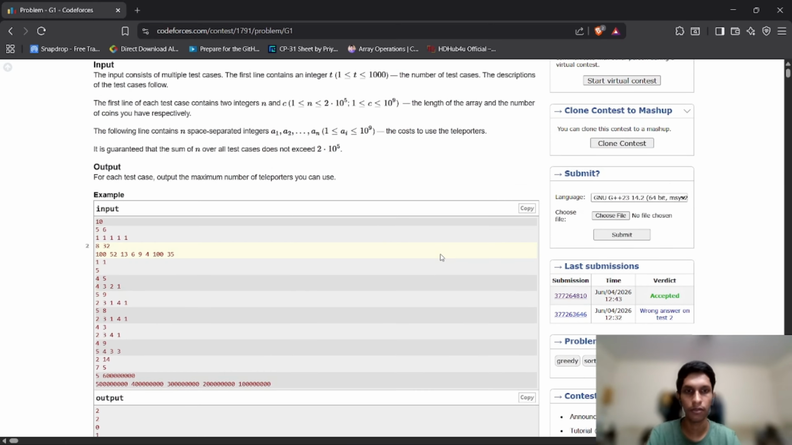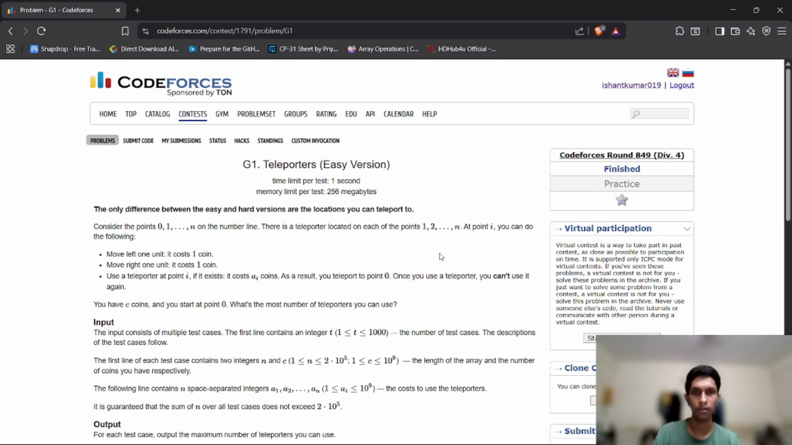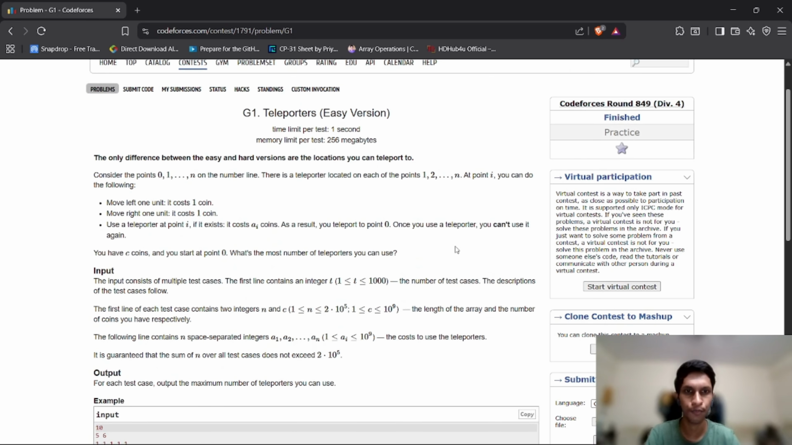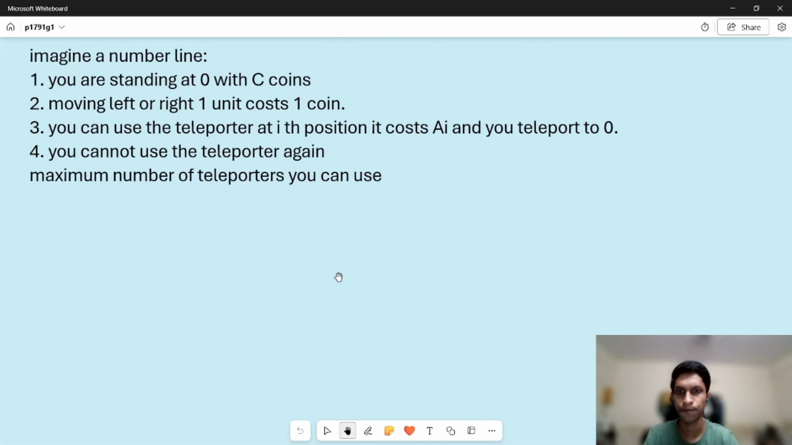So just to understand this problem in an easier way, let's change the name of teleporters. Let's use another name like door, which does the similar thing. So instead of teleporters, I'll be using the word door just to make this problem sound easier. So let's look at what the problem is actually trying to say.